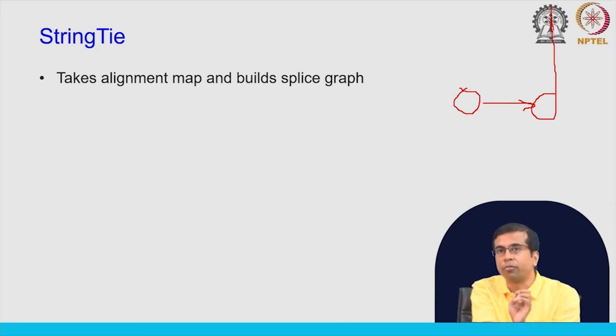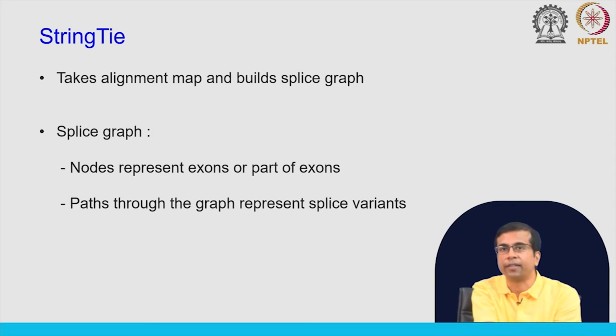So, there are nodes and edges. What these nodes represent in a splice graph is exons or parts of exons. If you remember this image that I showed you, we have exon 1, exon 2, exon 3. Exon 1 is one node, exon 2 is one node, exon 3 is one node. So, these nodes represent these exons or parts of exons, and then you have these edges between these nodes. And if you find a read, let us say it goes through a splice junction, you can have an edge between some of these nodes, for example, exon 1 to exon 3.